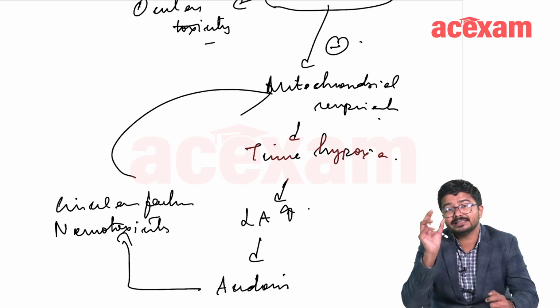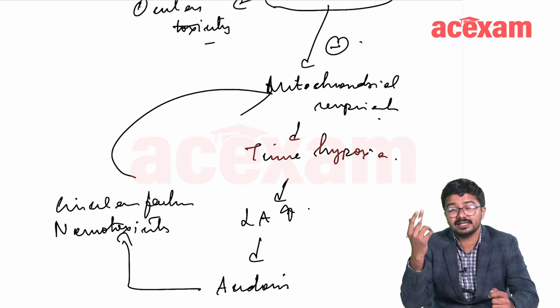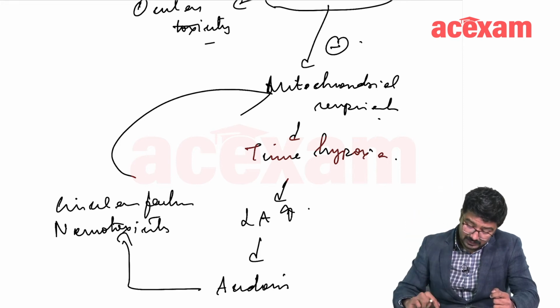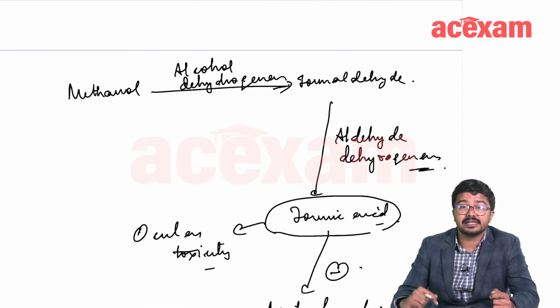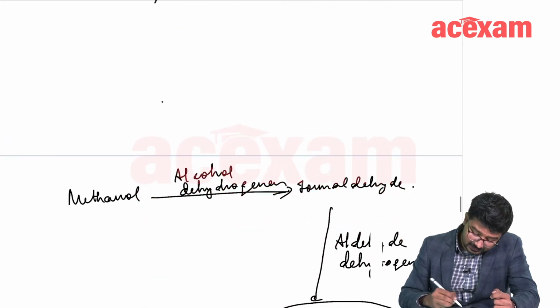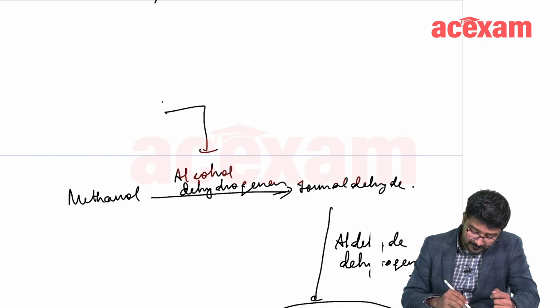So formic acid is the component which is responsible for the methanol toxicity to cause blindness, right? So the answer over here is formic acid. Now let us also understand how we treat this. This is treated by giving a drug known as fomepizole.